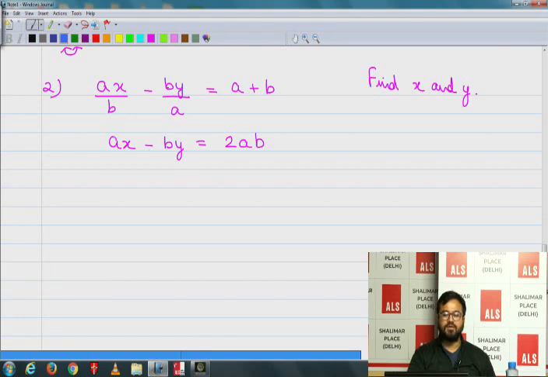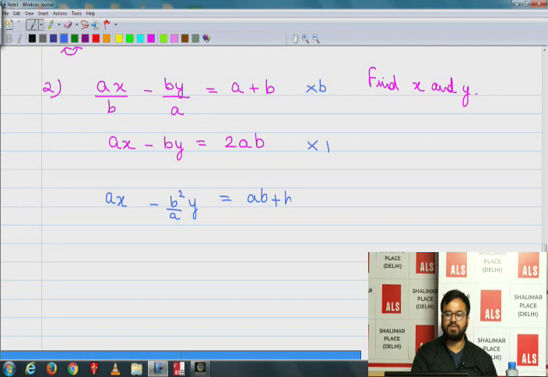If you want to eliminate x, in the first equation it is a upon b, here it is only a. So if I multiply the first equation by b and the second equation by 1, this will become only ax, and in this way our coefficient of x will become the same. So it will become ax minus b square by a y is equal to ab plus b square.